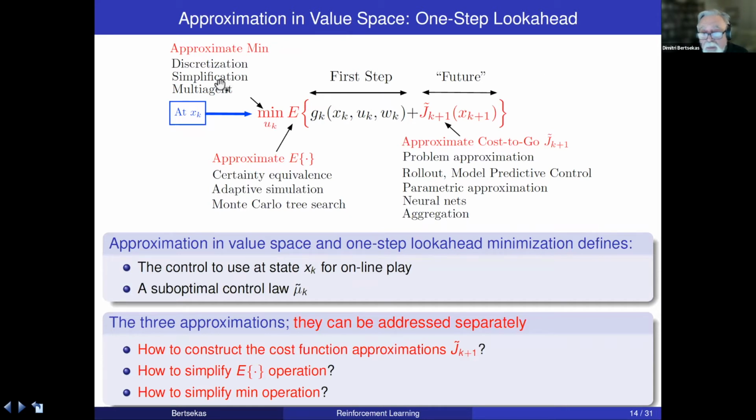So that's an important picture, and it packs a lot of methods. Three types of approximations with different methods that can be applied in each one, depending on the structure of the problem. And the nice thing is that typically, these three approximations can be addressed separately. In other words, you can make combinations, a mix and match type of methodology by selecting some stuff from here, some stuff from here, and some stuff from there. So that's the big picture corresponding to finite horizon problems, one step look ahead.